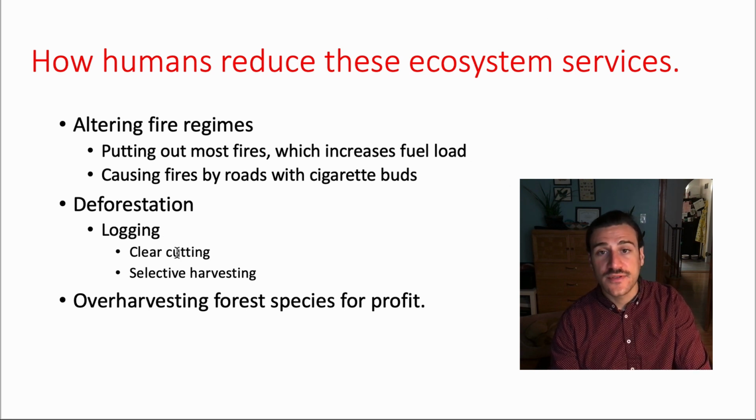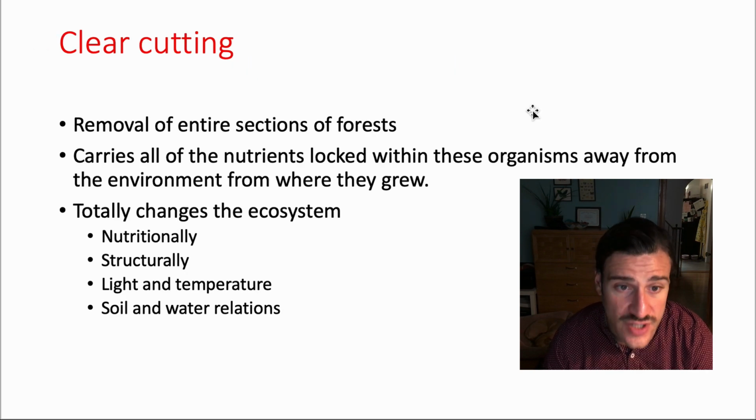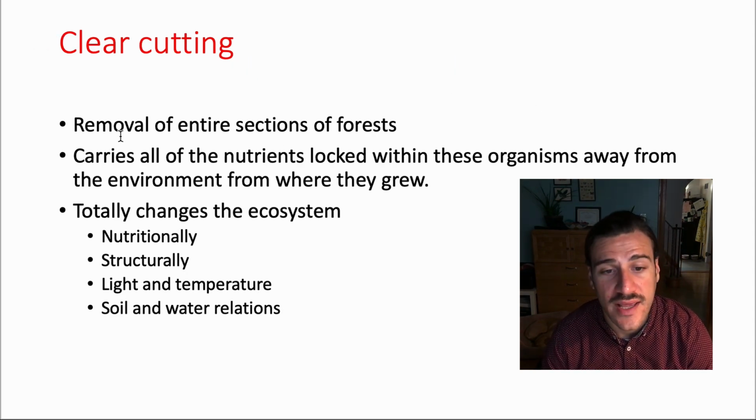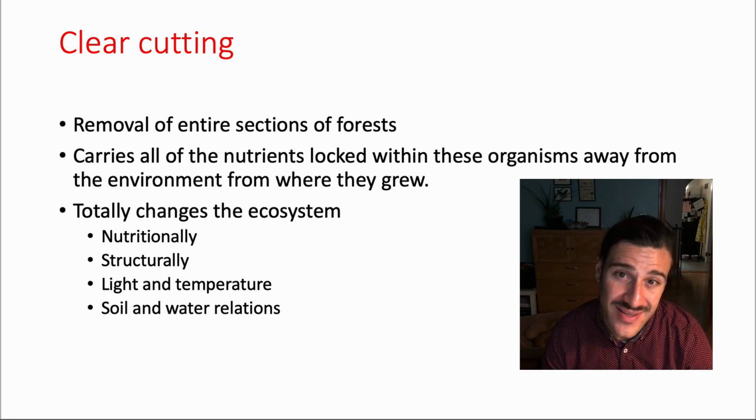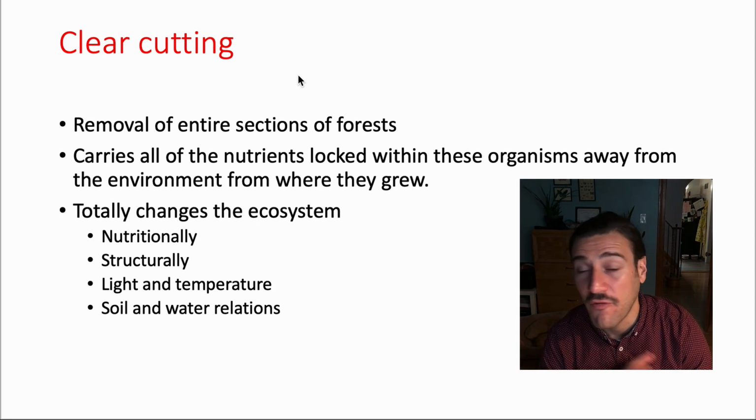Now, there are two types of logging that we will learn about: clear cutting as well as selective harvesting, and then overharvesting forest species for profit. So we will get into all of these. First off, we'll get into clear cutting, removal of entire sections of forest. So this is a really sad thing. You can see it from space. You can see it using satellite images.